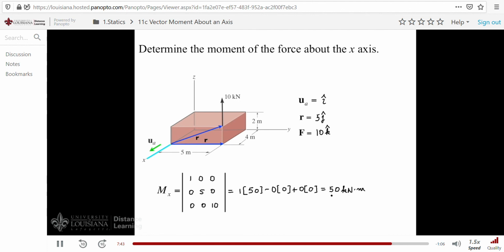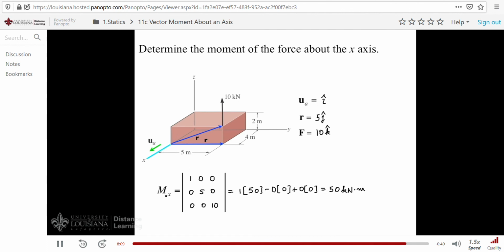We see that our answer is positive, and because it is, it indicates that this vector, the one along the x-axis, is going in the positive U sub A direction. Notice that if I had chosen this unit vector to be minus i, then that would be minus in here, and we get a minus answer. And that would indicate that the moment along the axis does not go this way. It would have to go the other way.